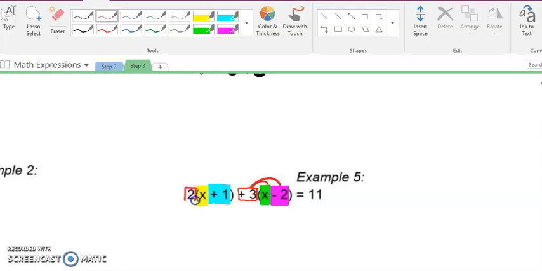2 is going to distribute to the first parentheses. 2 times x is 2x. 2 times 1 is 2. 3 times x is 3x. But I can't just write 3x here. I have to write positive 3x. Positive 3 times negative 2 is negative 6 equals 11.